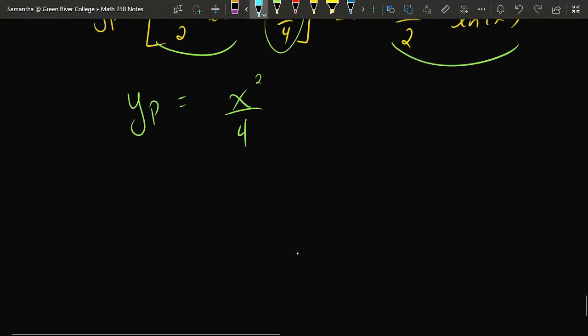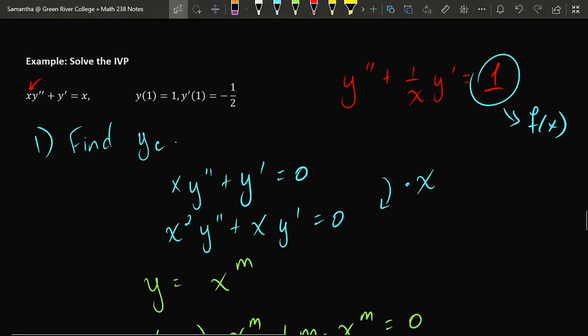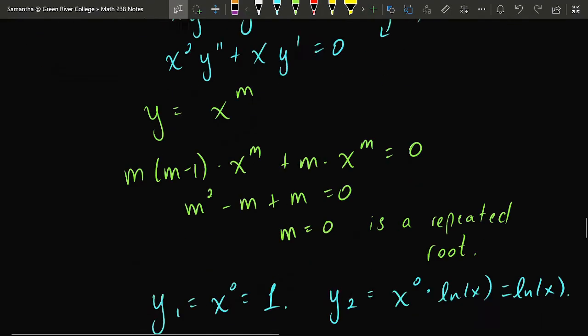And from that, in step number 3, we can assemble the general solution. Take our complementary solution from step number 1, and then add the particular solution from step number 2. So the last thing that we need to do, the final step for this particular question, is to figure out the values of C1 and C2 that would be needed to satisfy the initial conditions. So we need y of 1 to equal 1 and y prime of 1 to equal negative 1/2.